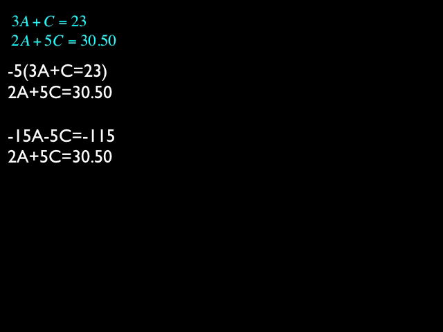Don't add your equations unless you're going to get a variable to cancel. My c's will cancel when I add them together, so I'll go ahead and add. And I get negative 13a equals negative 8450. Divide both sides by negative 13 and a equals 6.5.